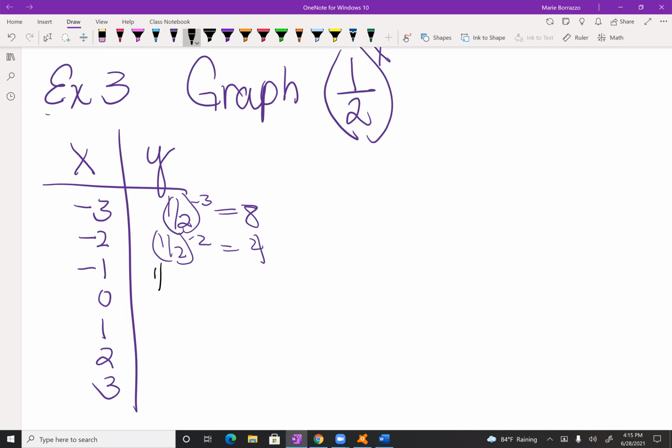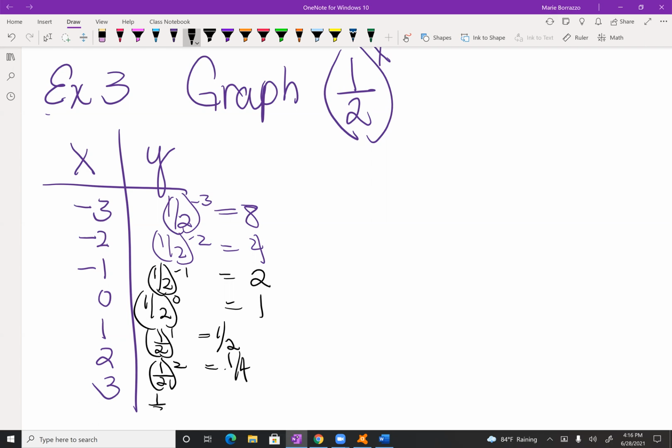This is 1/2 to the -1. Well, this is now +2. This is 1/2 to the 0 power. Well, that's 1. Here's 1/2 to the 1st power. Well, that is 1/2. Here's 1/2 to the 2nd power. Well, here's 1/4. And the last one, 1/2 to the 3rd power. Here's 1/8. So if you remember in the prior example, they actually were inverted as far as the y's go.